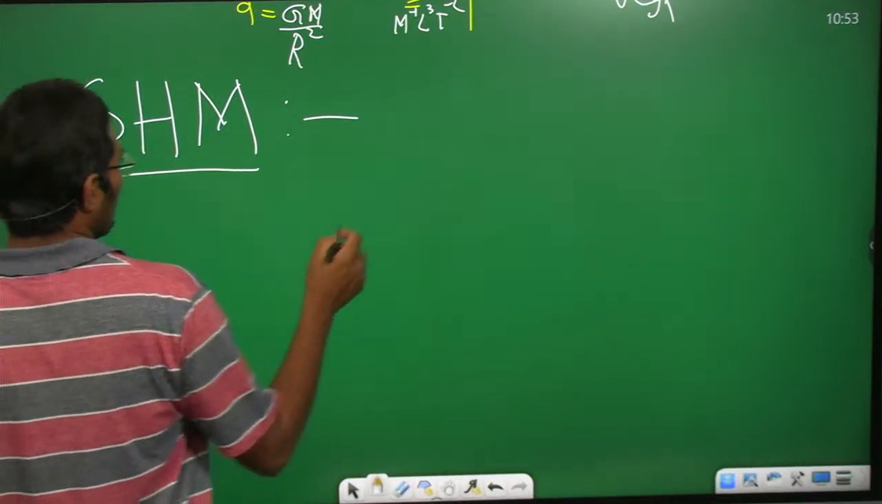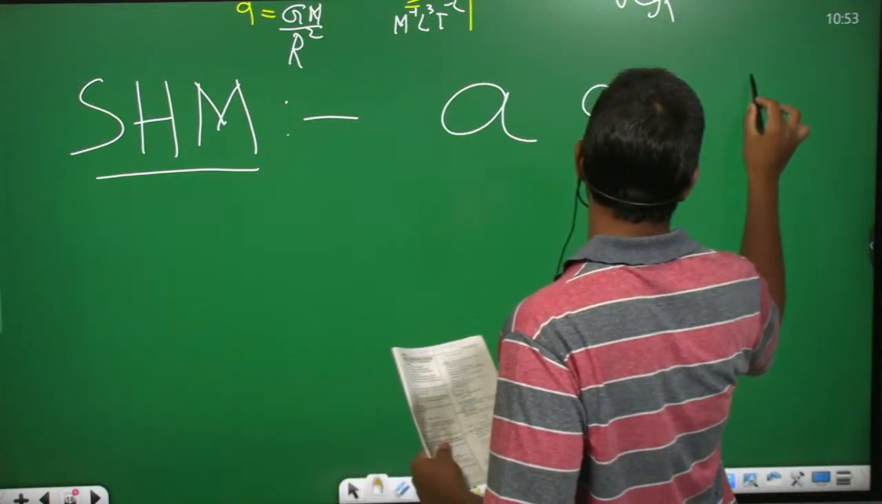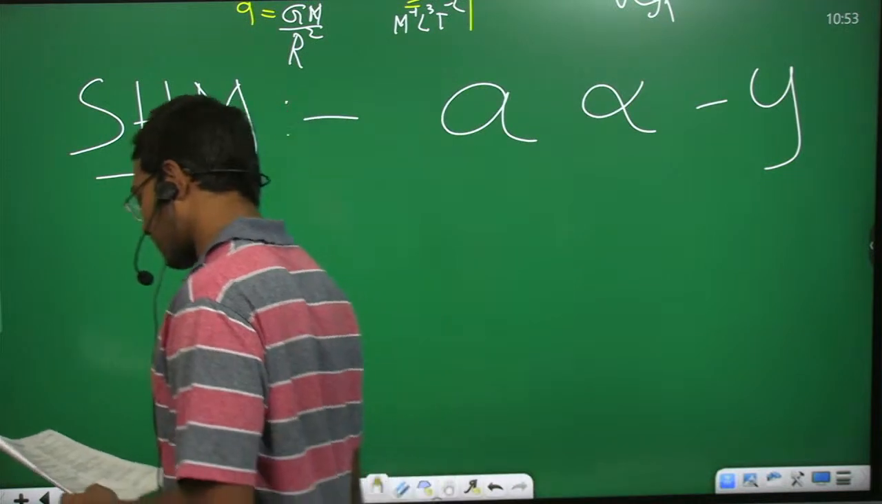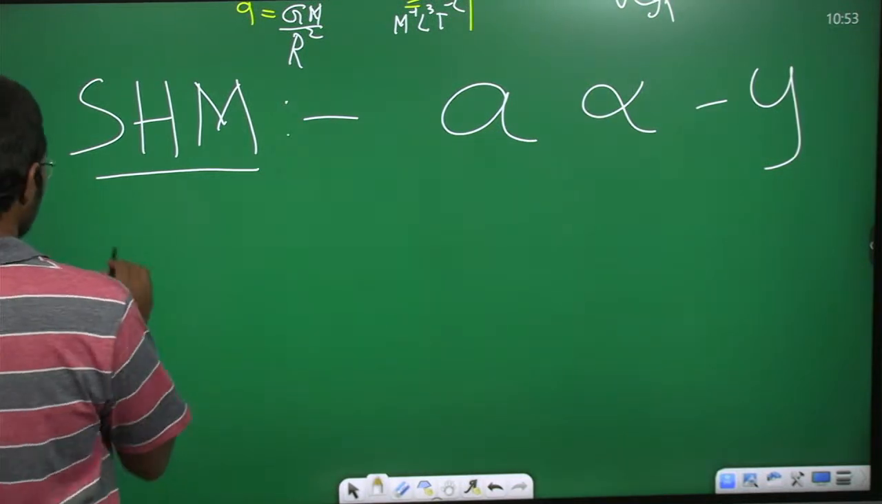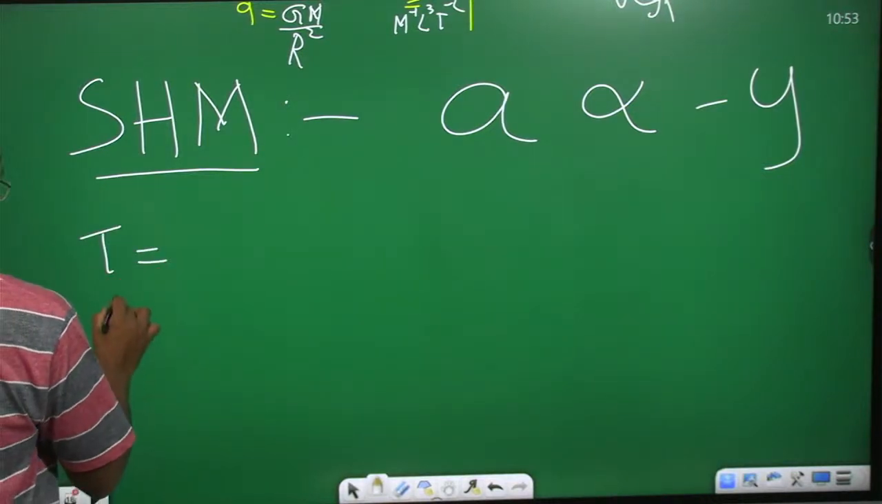So the fundamental property of SHM: acceleration is directly proportional to displacement in the negative direction. Okay? This is the fundamental property of a body to perform simple harmonic motion. So let us try to look at time period, frequency.